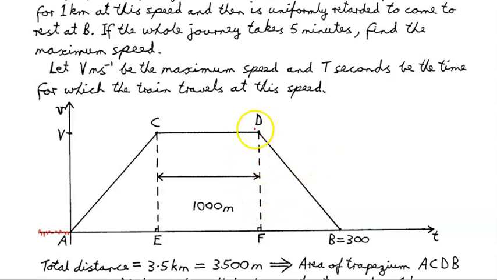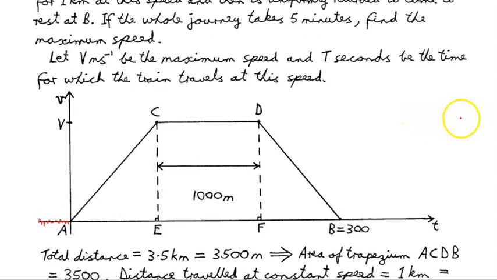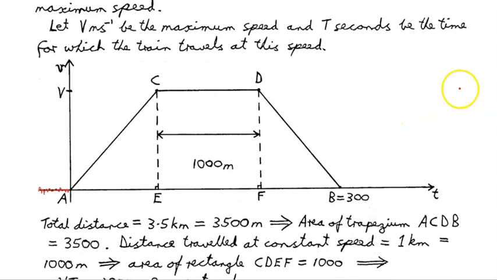We know the area for this rectangle CDEF to be 1,000 meters. We're given that it traveled 1 kilometer at this constant speed. That gives us our first bit of information, other than the area of the trapezium itself. Now, the total distance between the two stations is 3.5 kilometers or 3,500 meters, and that will be equal to the area of the trapezium ACDB. So it's the area under this velocity time graph. The area of this trapezium will be 3,500 meters squared.